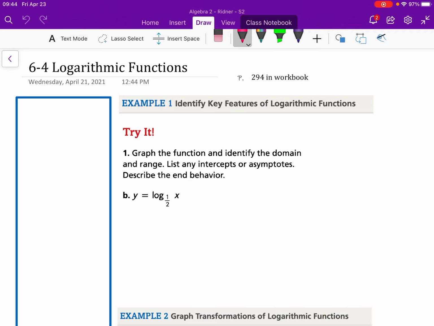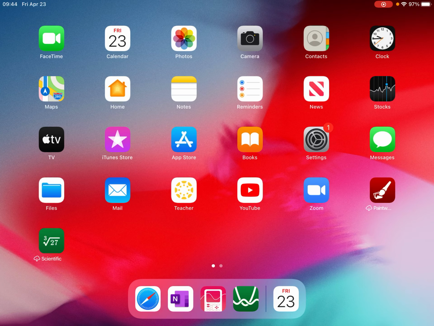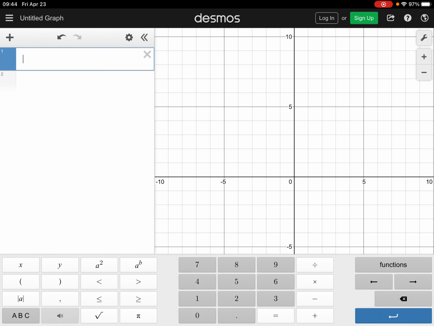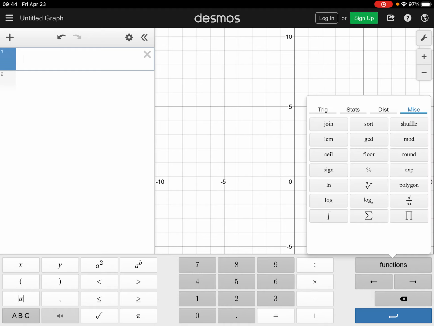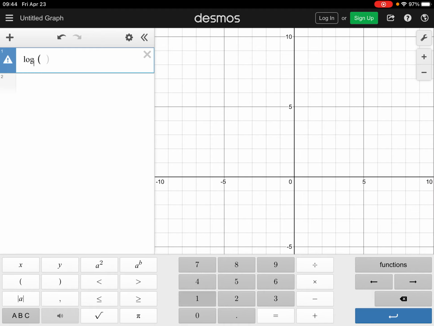All right, 6-4, logarithmic functions. Last video, we talked about what is a logarithm. So today we're going to look at what does it look like to graph a logarithm. Okay, so this first example is y equals log base 1/2 of x. So functions, the log base a, I'm going to put 1 divided by 2.